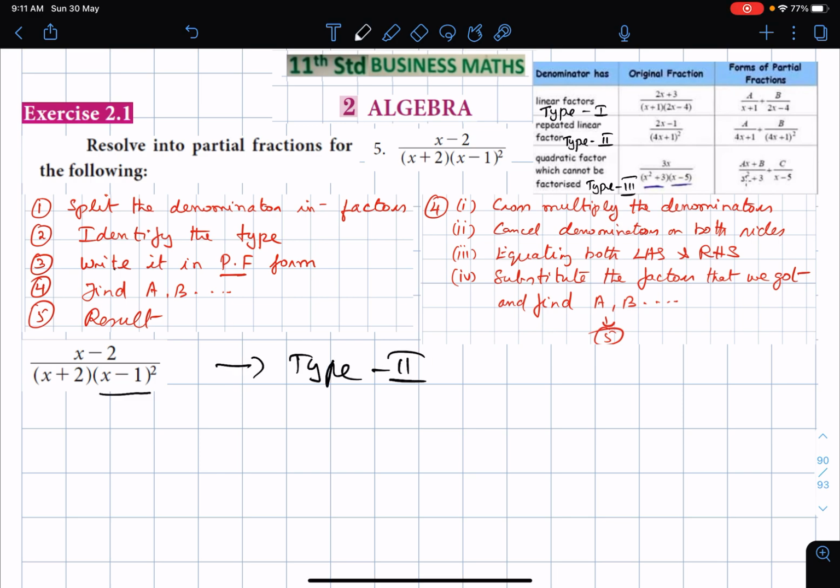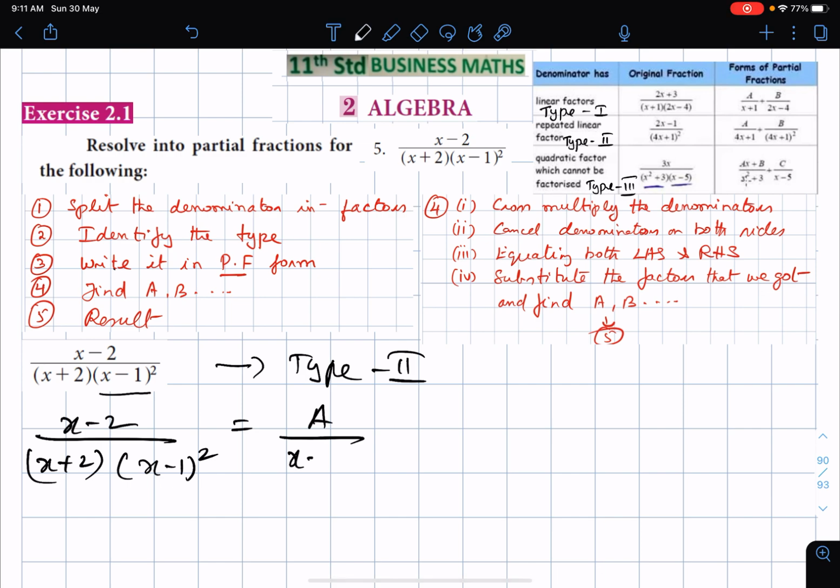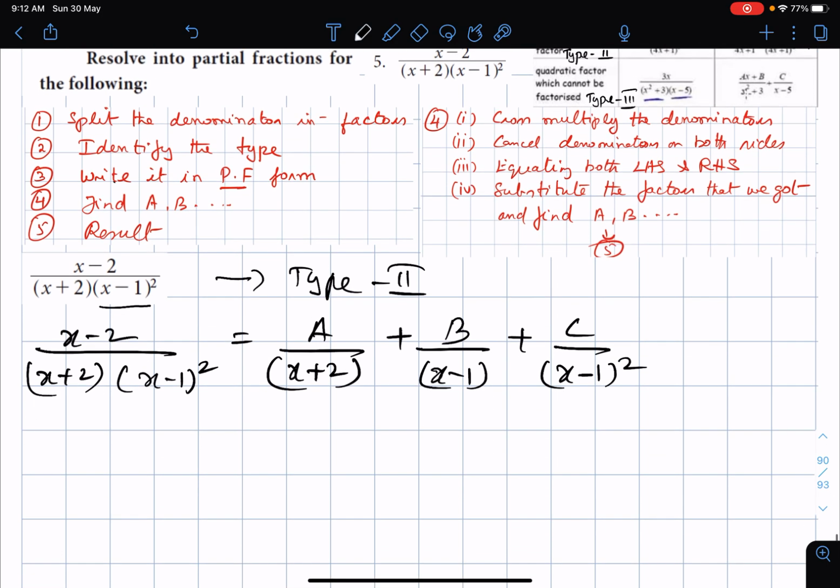For type 2, we write these repeating factors once and then with power 2. So (x minus 2) by (x plus 2) into (x minus 1) the whole square equals a by the first factor as it is, (x plus 2), plus b by, for the repeating factor, first you write it once, x minus 1, and then c by x minus 1 the whole square. So this is of type 2. Now this is going to be your first equation.